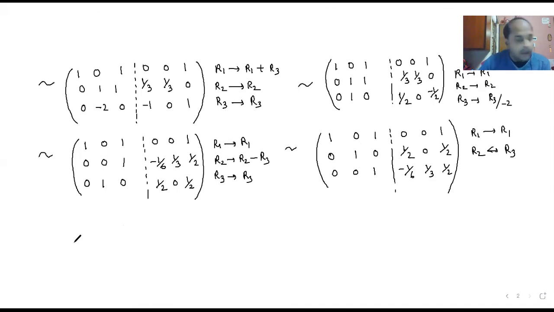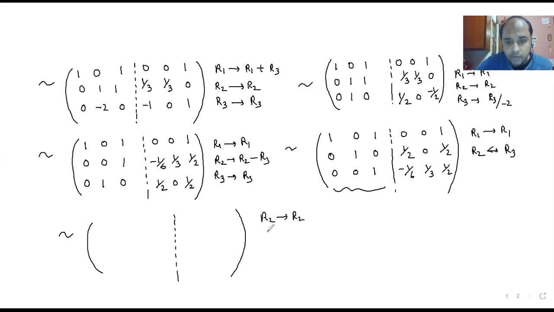Now, lastly, we can subtract R3 from R1 to get the following matrix. If you look at this matrix, it is almost identity. Okay, so to make it identity, we have to make this element 0. So we can keep R2 unchanged, we can keep R3 unchanged, but we can subtract R3 from R1.